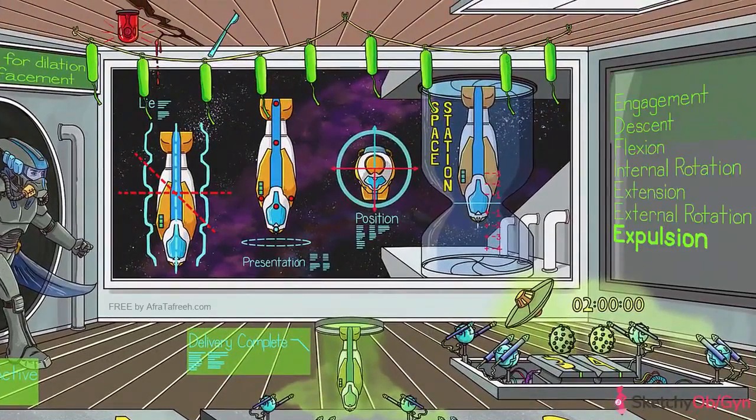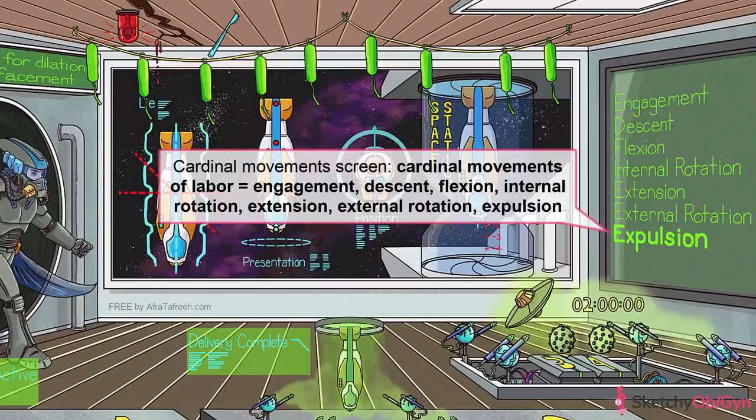Finally, let's go over the normal movements of labor and delivery. These are called the cardinal movements of labor, and there are 7 of them. Engagement, which is when the fetal head enters the maternal pelvis. Descent, which is the fetus moving down the birth canal. Flexion, which is when the fetal head flexes, which means the chin moves closer to the chest so that the smallest diameter of the head is occupying the birth canal. Internal rotation, which means the fetus rotates, usually into the occiput anterior position.